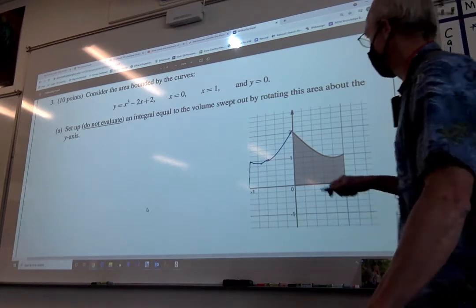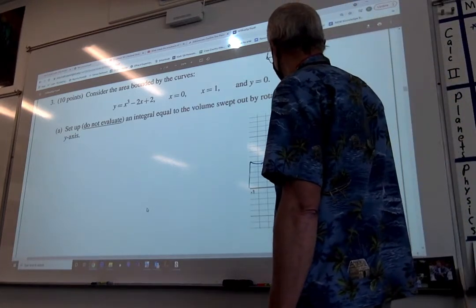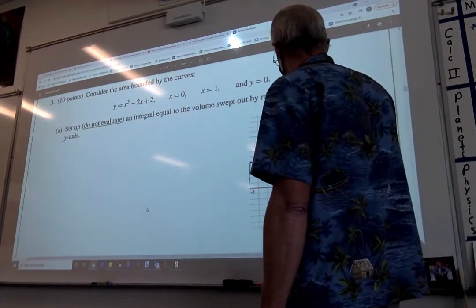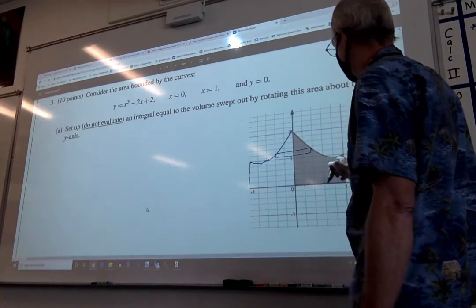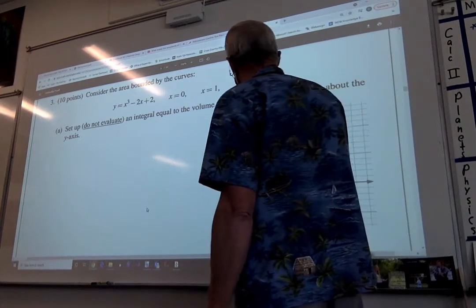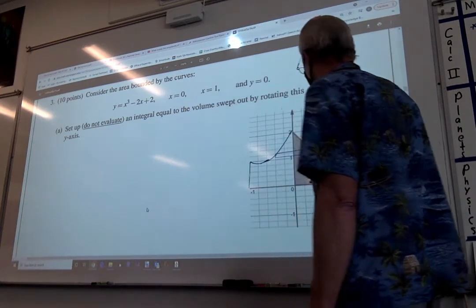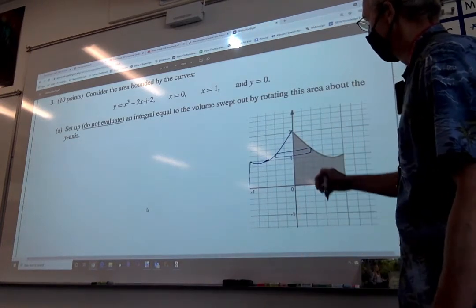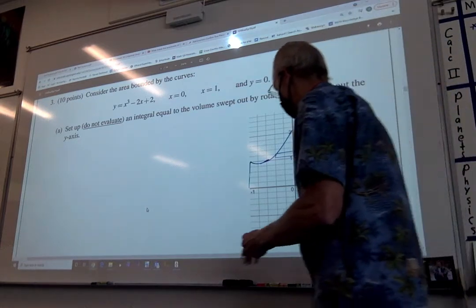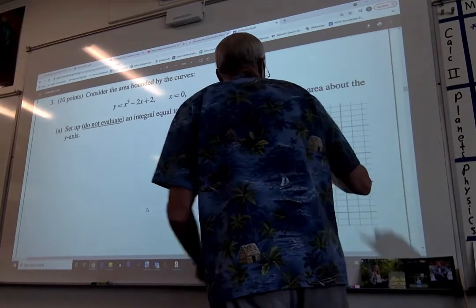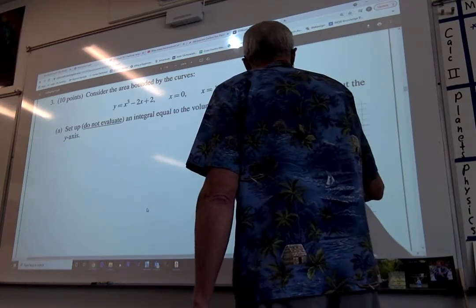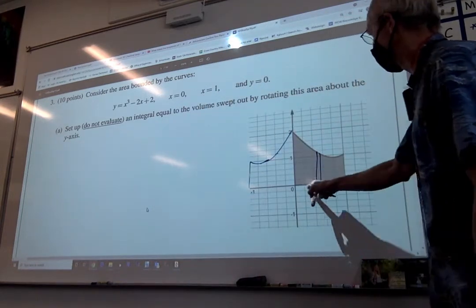Okay, now notice if we do something like this, it messes up because it goes up and down, right? So what we want to do is the shelves. We want to go like this, because then it's always from the curve to the bottom.